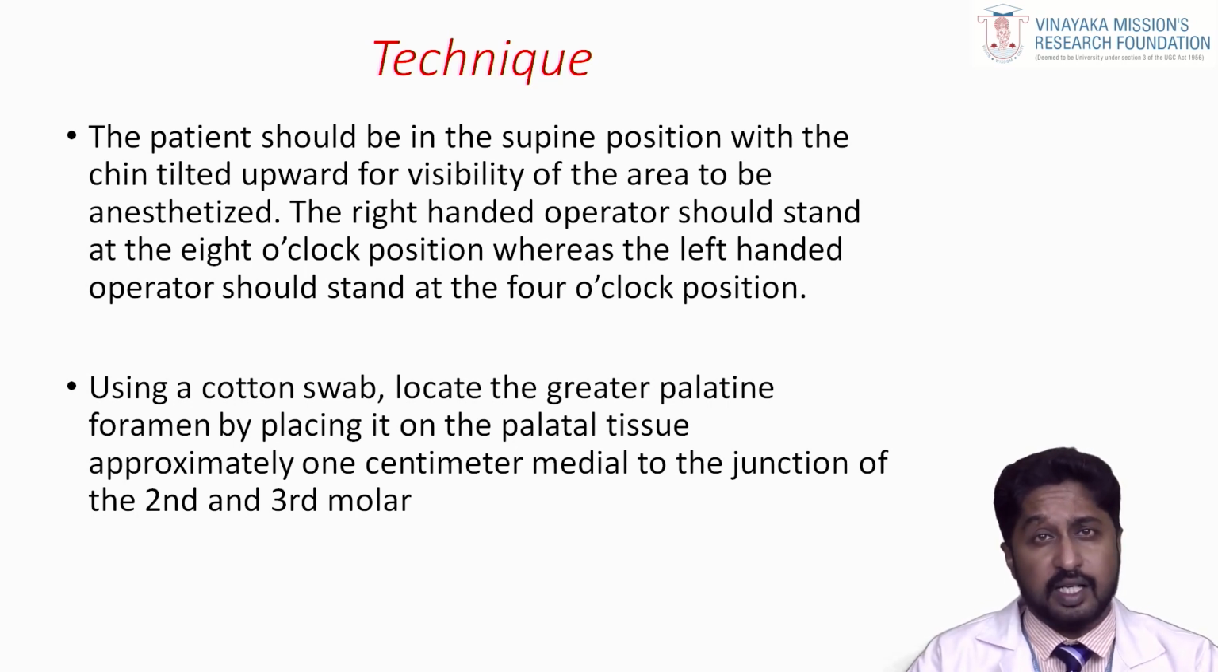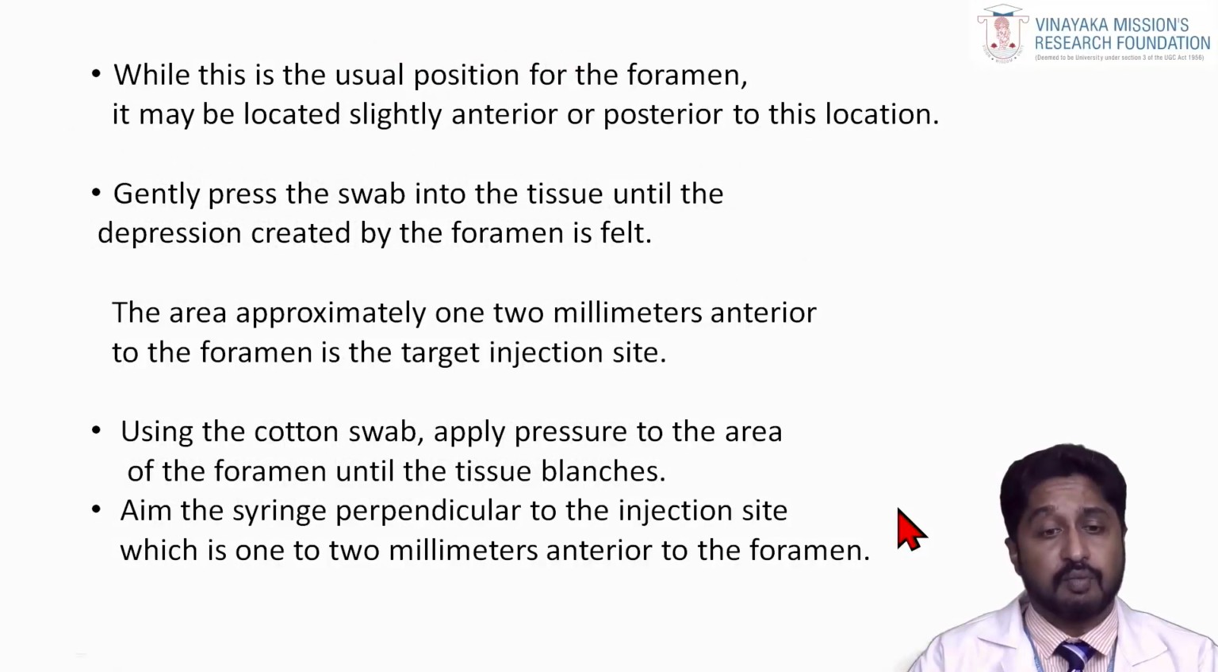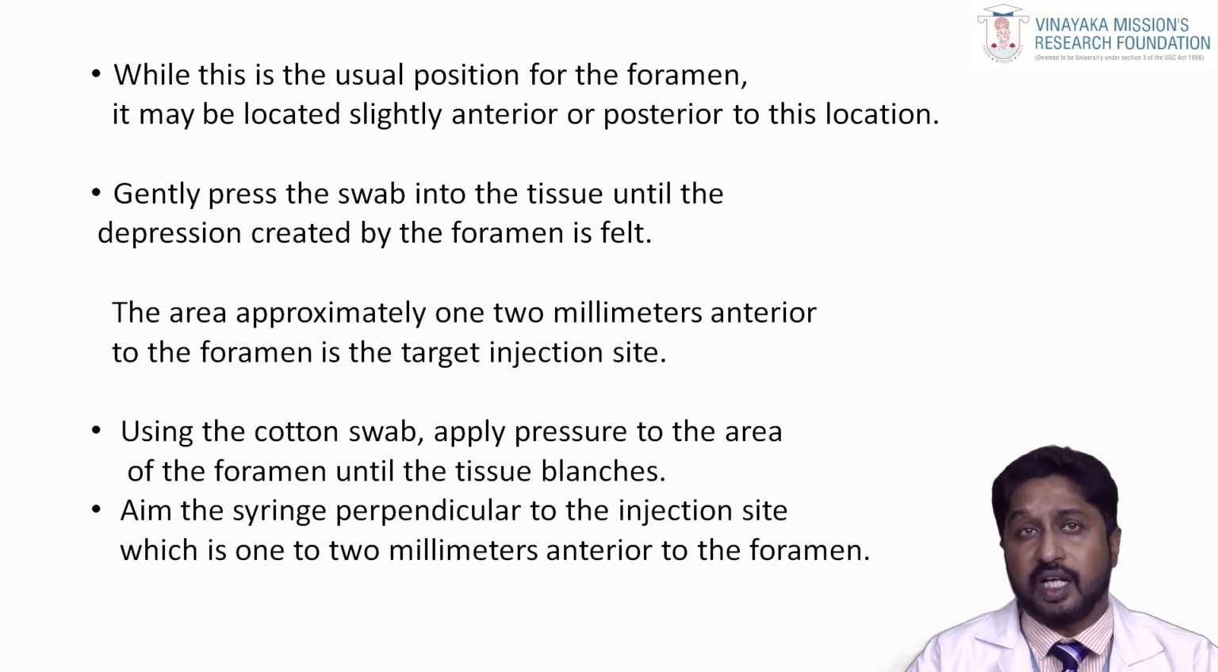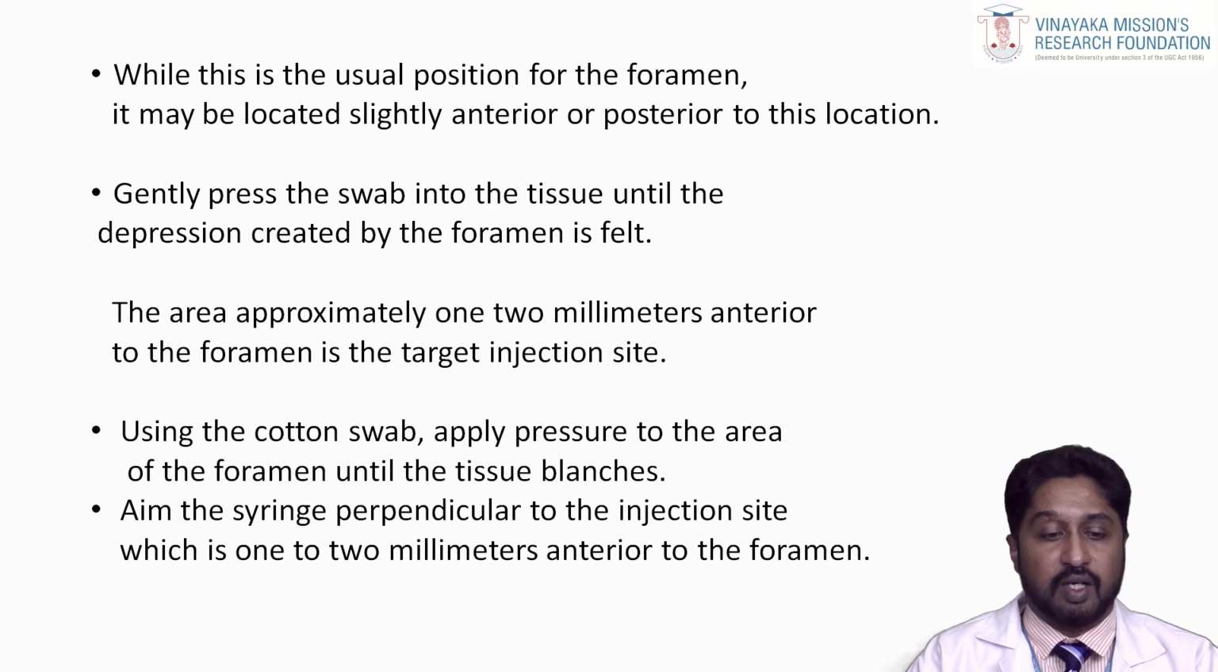The approximate area is between the second and third molar at the junction, and exactly from there you have to come towards the palate. While this is the usual position of the foramen, it may be located slightly anterior or posterior. So gently press the swab into the tissue until the depression created by the foramen is felt. You press over that foramen area, because that is your landmark. From that foramen area the greater palatal nerve comes out. So the target of the injection site is approximately 1 to 2 millimeters anterior to the foramen.